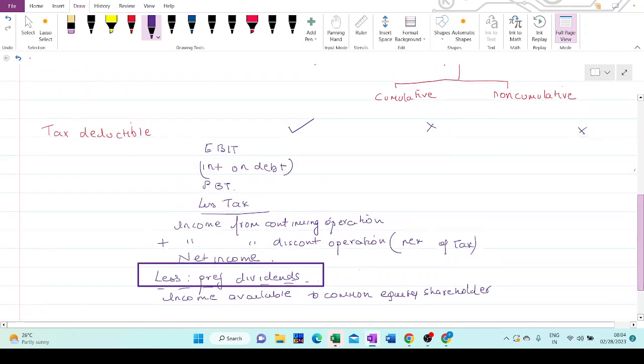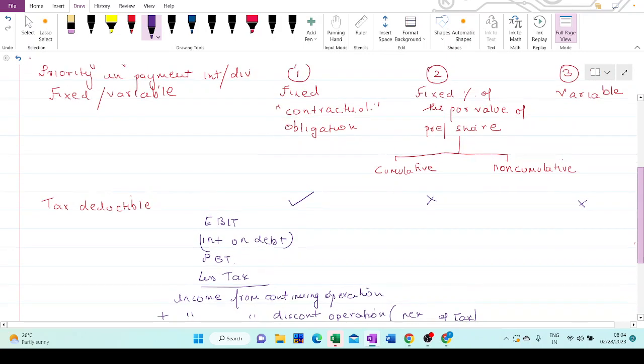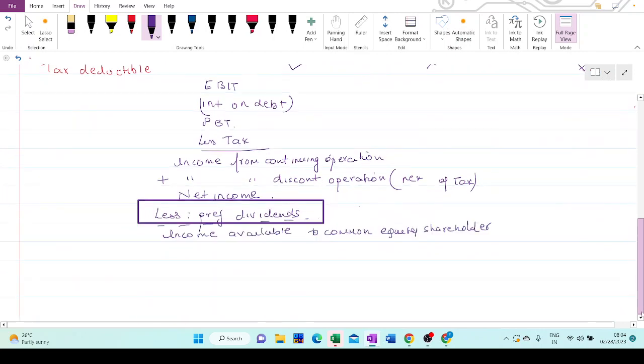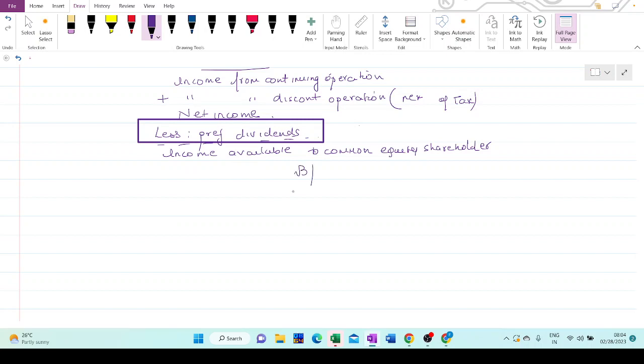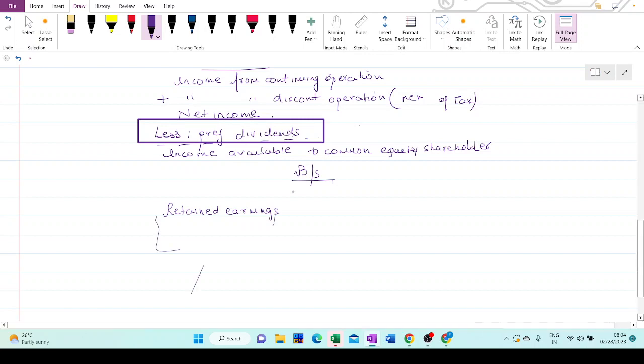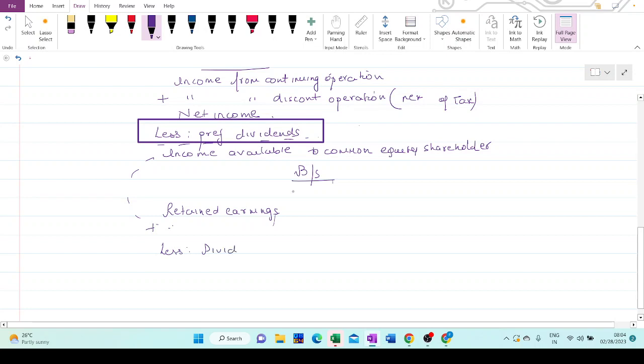And lastly, common dividends. Where are common dividends reported in the financial statements, guys? Balance sheet, retained earnings. Yes. So they are not reported in the income statement in the first place. Common dividends are deducted from my retained earnings, which is a part of the stockholders' equity. So to the opening balance of my retained earnings, I would add the income available to common equity shareholders, and we'll deduct dividends paid to common equity.